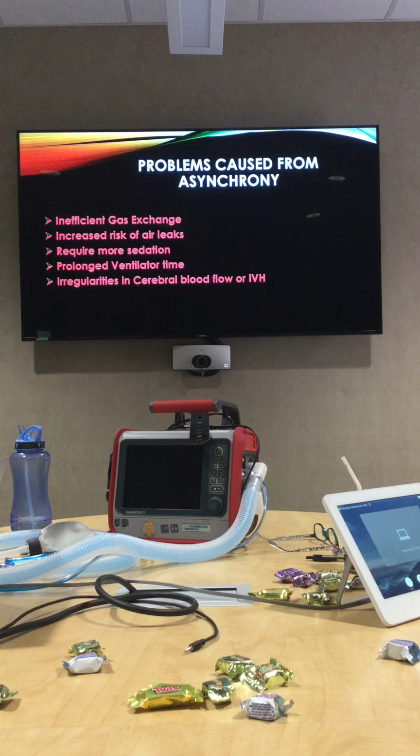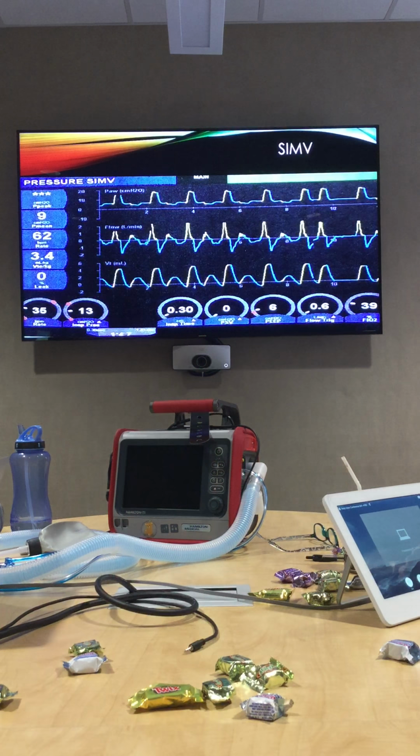So basically, causes of problems associated with asynchrony: insufficient gas exchange, obviously the risk of increased leaks, because the more pressure that's inside the lung, because they're either overventilating and it can't require anything, we're going to give them more sedation. We're going to prolong their ventilator time because we just caused an air leak or a pneumo. And basically, cerebral blood flow is going to be affected, typically more so towards the circle of Willis, and then IVHs.